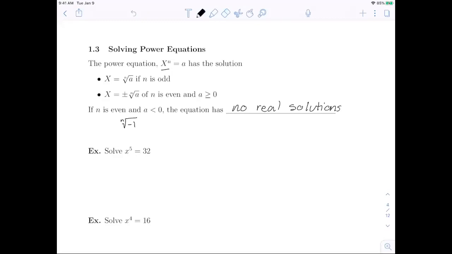Does that make sense? Right? I can take the cube root of a negative, but taking the square root of a negative, not cool. All right.